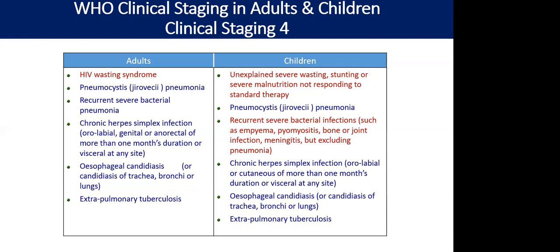And in children, unexplained severe wasting or stunting, this is important, or growth retardation or severe malnutrition not responding to standard therapy for malnutrition. Recurrent severe bacterial infections such as empyema, pyomyositis, bone and joint infection, which were in stage 3 in adults, they are taken into stage 4.